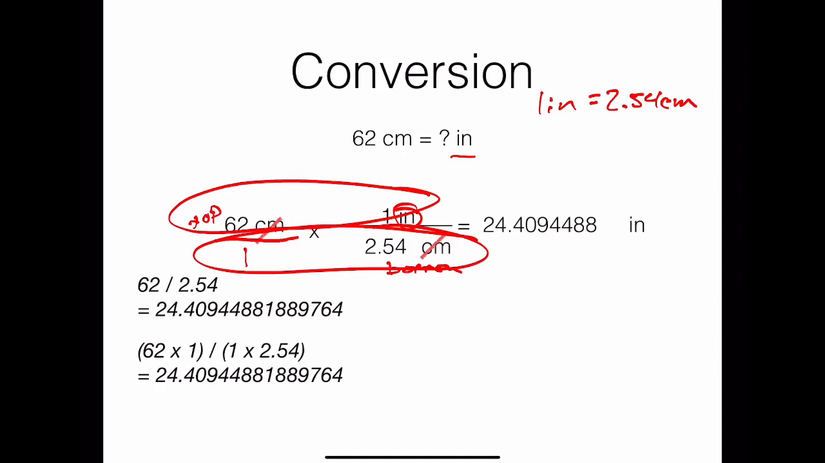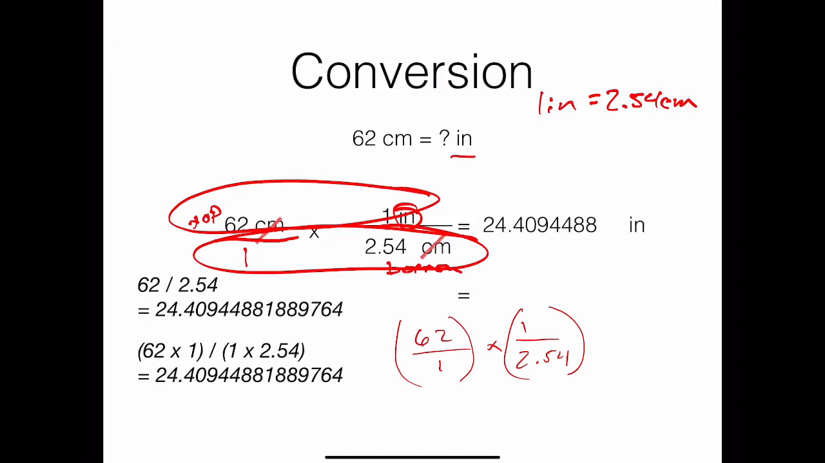We can also look at this as individual fractions. So in this case, we're looking at this as 62 divided by 1 times 1 divided by 2.54. So we're looking at 62 divided by 1, multiplying that by 1 divided by 2.54. And the difference here is we're using parentheses to separate the different division problems. Either way you do this is fine. It has to be what's more comfortable for you.